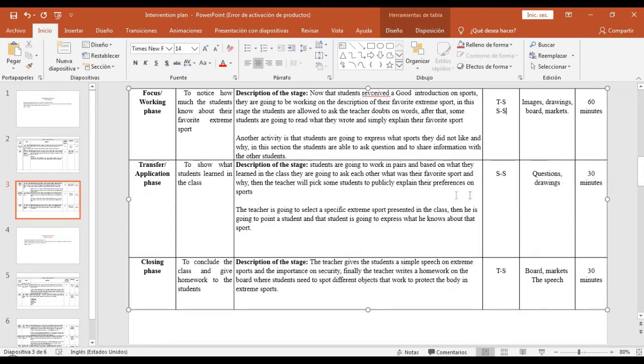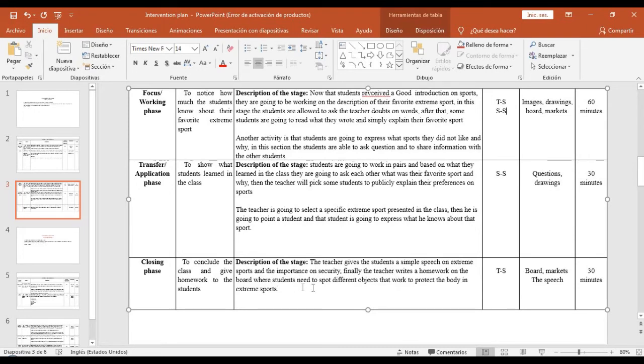And this is 30 minutes because it's not that much. They don't have to do many things. And in the closing phase, the aim is to conclude the class and give homework to the students. The teacher gives the students a simple speech on string sports and the importance of security.